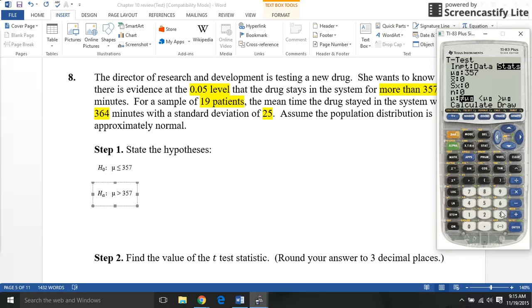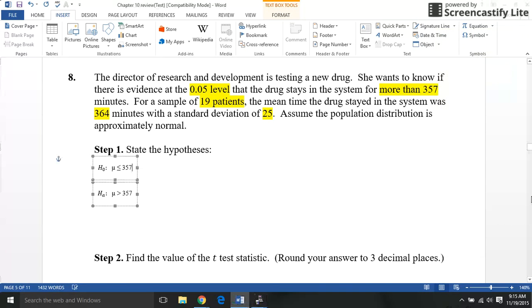My sample mean is 364. Okay, this is where it changes from the last one we saw. Sx is your sample standard deviation, and for this one it is 25. Your N is 19, and we know this is a greater than scenario, which is the one on the right, so I click over that. So all I've done is enter my information in my calculator. I hit calculate. All right, so what do I get? I get my T is 1.2204.